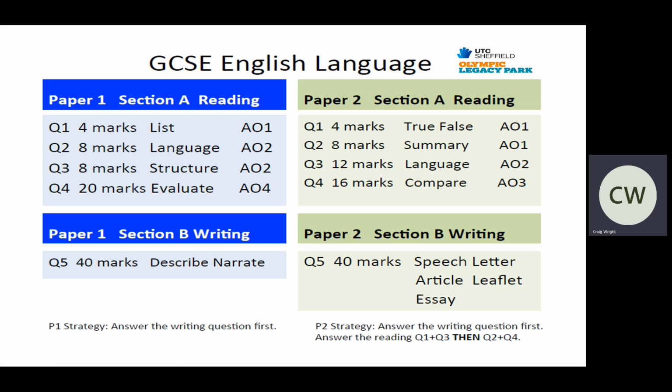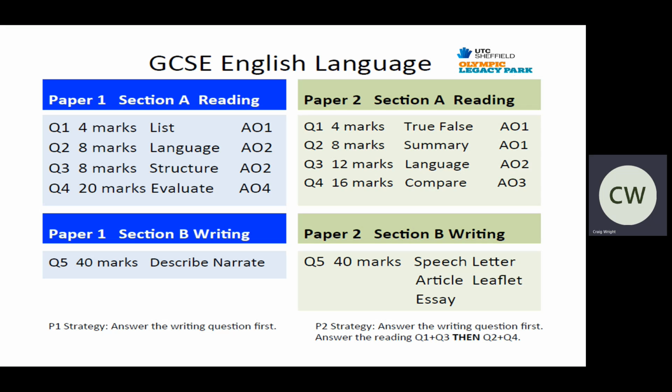So what you've got is for the questions for paper 1. Question 1 is worth 4 marks. It's list 4 things. It's a very easy question, just 4 sentences, just finding information basically. Question 2 is about the writer's use of language, so how they use words and the effect they have, the connotations and ideas around them.